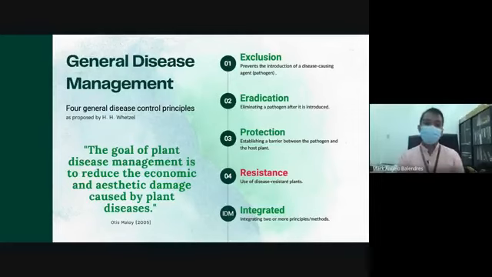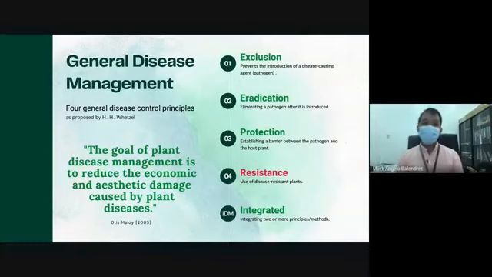The third is protection. These are considered as barriers or practices that would avoid the contact of your pathogen and your host. For instance, mulching is a protective measure because it provides a barrier between your pathogen in the soil and those of your fruits that are hanging in your plants. So the pathogen is established already, but you want to avoid the contact of the pathogen and the host plant.